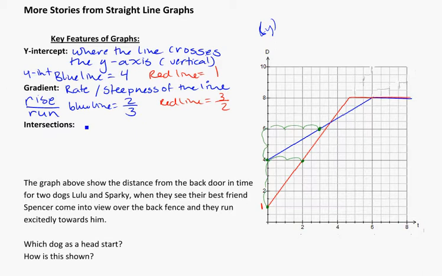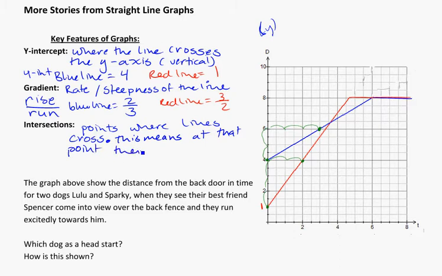Intersections, well, these are points where lines cross. And this means at that point they are equal to each other. So if we look at this graph, our intersection occurs right here where the red and blue line cross. And we can give a point value for that using our coordinate system.